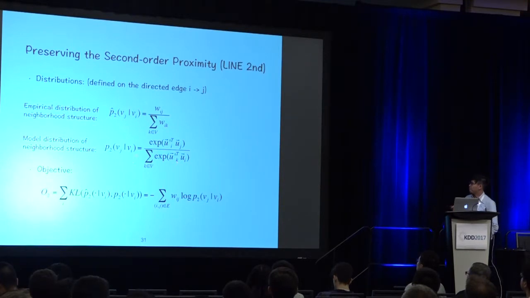So let me see. I guess there's some mistake here, and you're right. I think K is over here, right? Yeah. Thanks. So K should be over the out degree, out node, right? Okay. Right. Yeah. Thanks.